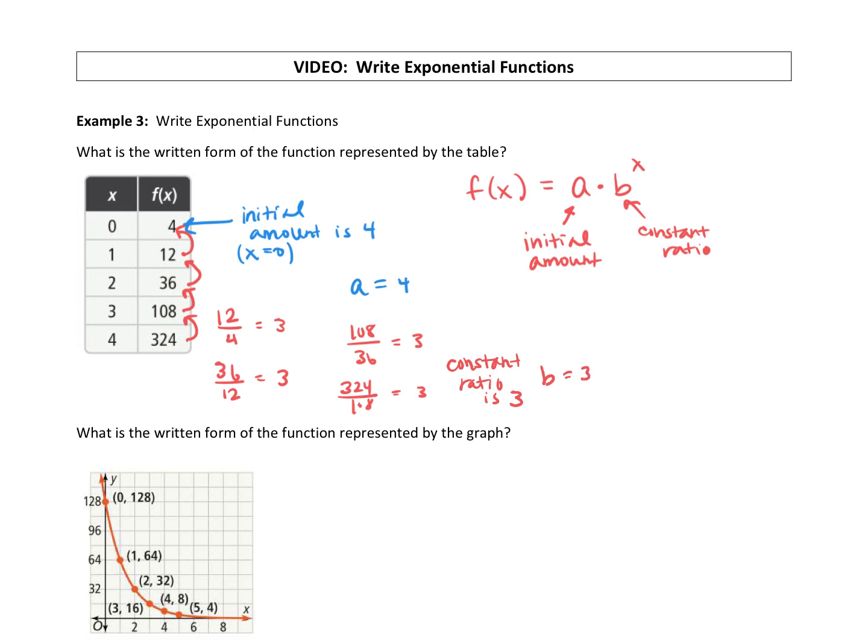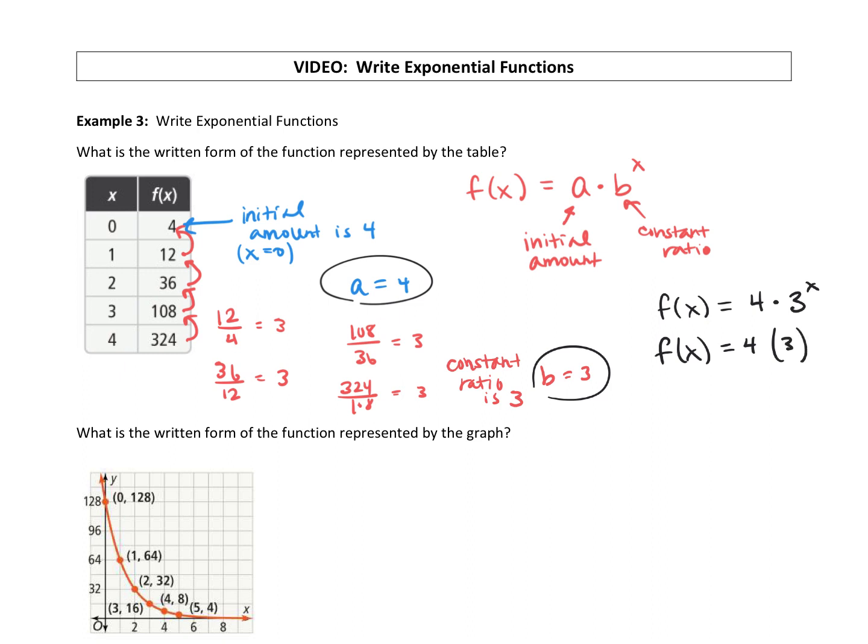So now we can write our equation. F of x equals, we've got our initial amount of 4, so 4 times, we've got our constant ratio of 3, and we raise that to the x power. You also could write it this way, f of x equals 4 with parentheses times 3 to the x power. Both of these would be acceptable.